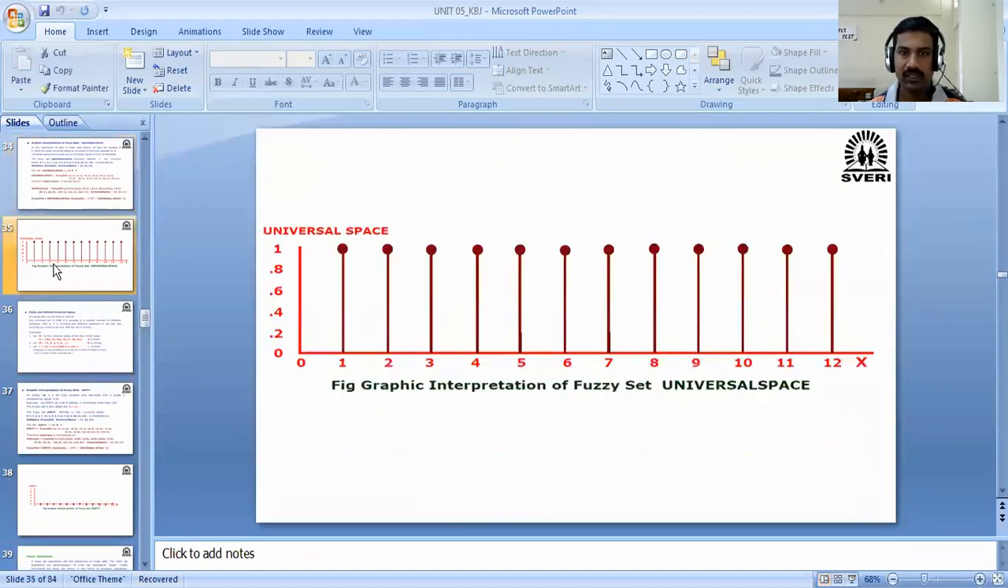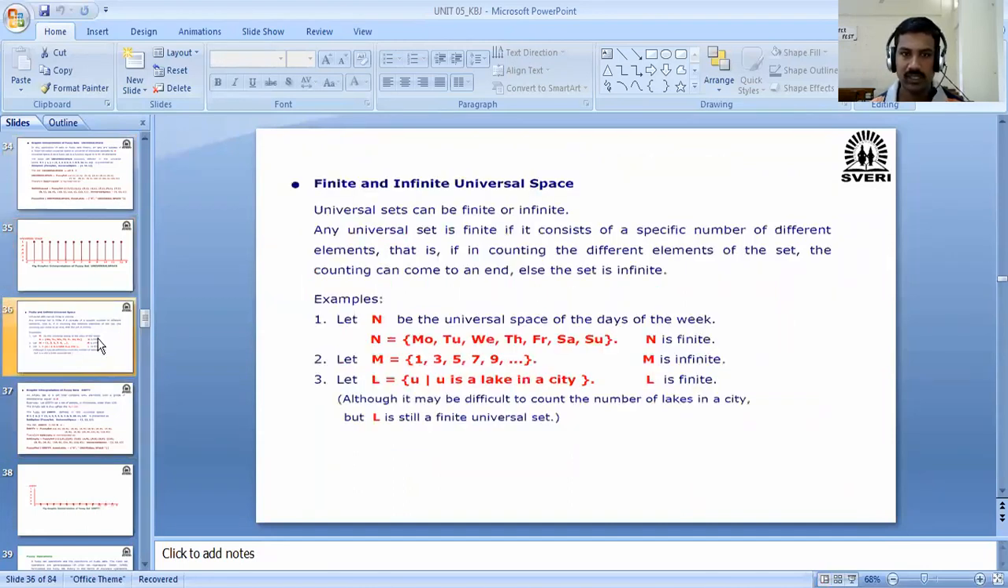Okay, here I have written it, and it is graphically represented. Next one is the infinite universal space. You can go through it, you will definitely understand it. Again, we can define the universal sets, like Monday to Saturday. Here for the infinite universal space I have written numbers. If you take numbers, we can write infinite numbers. But our Monday to Saturday is finite. L is the infinite.